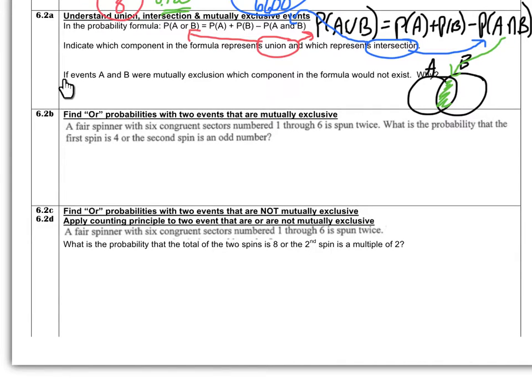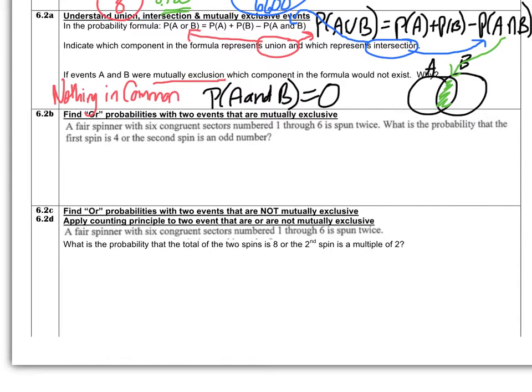The next question: if events A and B were mutually exclusive, which component in the formula would not exist and why? What you want to remember is what mutually exclusive means. It means they have nothing in common. If two events have nothing in common, then the probability of both A and B happening at the same time is actually impossible. So the probability of A and B will equal 0 in this case if they're mutually exclusive.